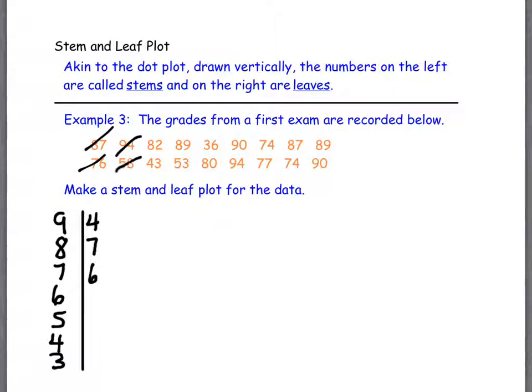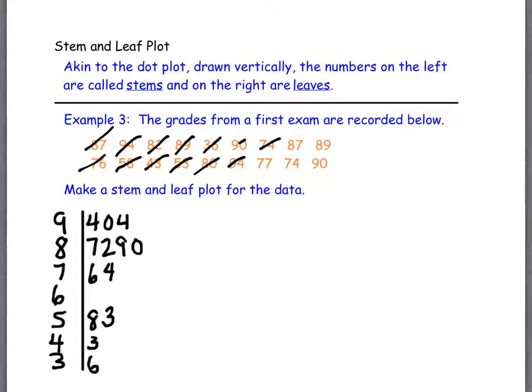94, 58, 82, 43, 89, 53, 36, 80, 90, 94, 74, 77, 87, 74, 89, and 90. So this is sort of the first draft.